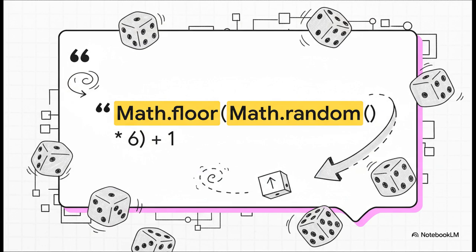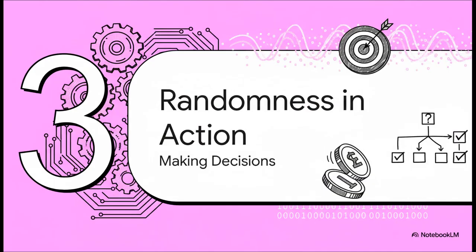It takes that random decimal, scales it up, chops off the decimal, and shifts it over, all in one beautiful little package. It's pure chance, built entirely out of predictable logic. So now that we've forged this awesome new tool, let's put it to work. Let's see how something this simple can be used to make decisions.